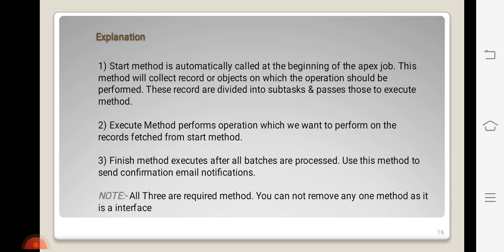So the explanation for the syntax: the start method is automatically called at the beginning of the Apex job. This method will collect the records or objects on which the operation should be performed. These records are divided into subtasks and passed to the execute method. The execute method performs the operation which we want to perform on the records fetched from the start method.